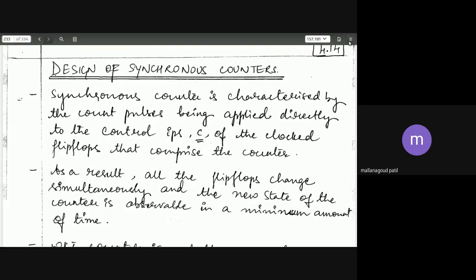And next, having known the master-slave concept, today we are supposed to discuss the design of synchronous counters. First, we must know what the synchronous concept is and what the asynchronous concept is. Okay, what is the synchronous concept?